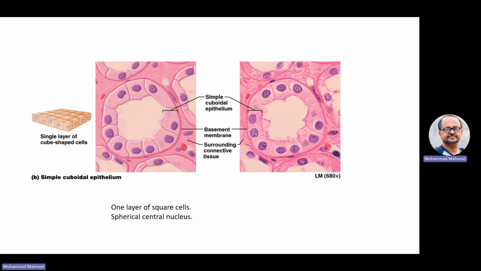In the second slide, we have simple cuboidal. This time, yes, simple is the single layer, but you see the cell layer covering the hollow. This is not the flat shaped, they are rather cuboid shaped, cube-like. So this will be simple cuboidal epithelium, one layer of square or cube cell. They have the spherical central nucleus inside the cell.